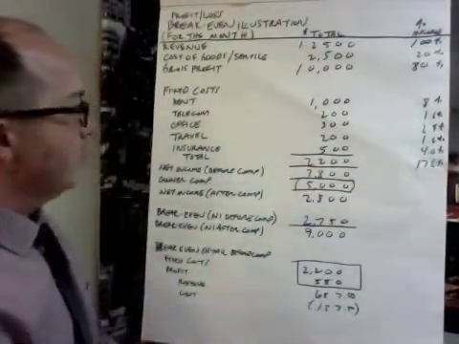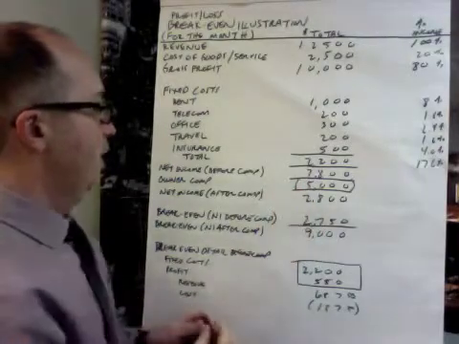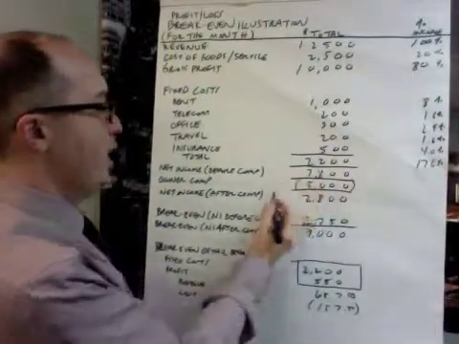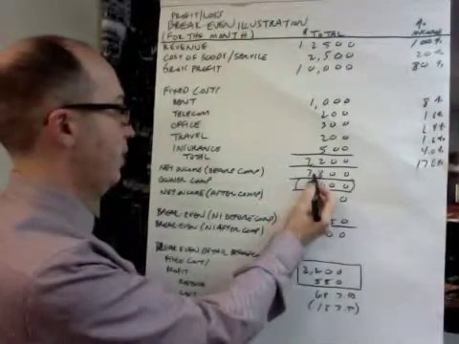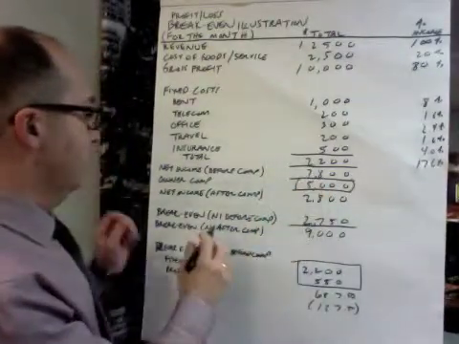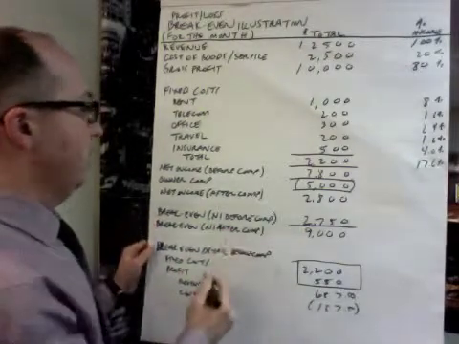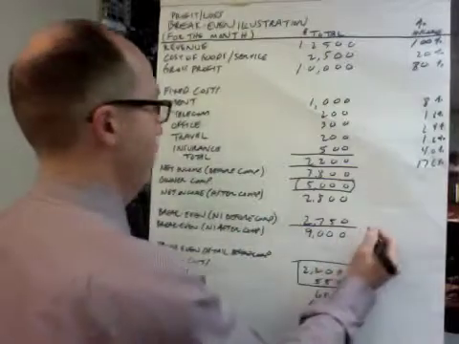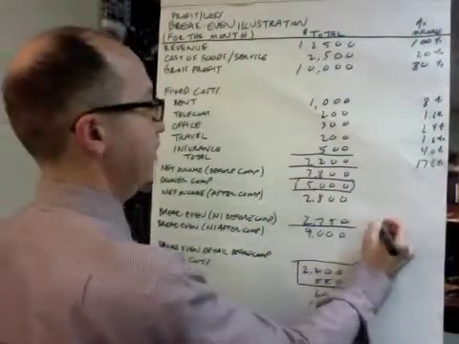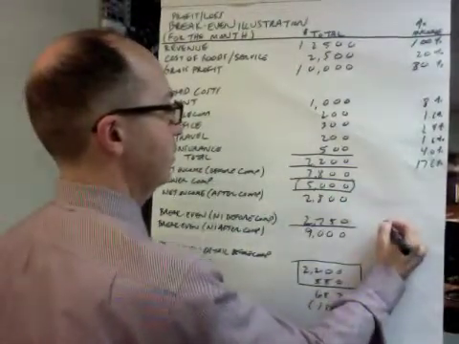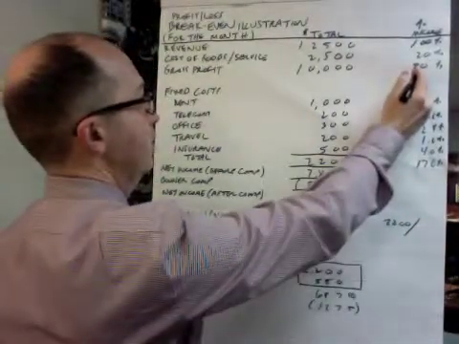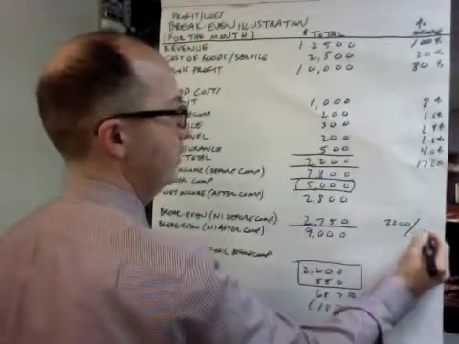So that's that. Now let's do a quick break even on the 7,800. So what is the break even? How do you calculate break even? Break even is very simply the fixed cost divided by the gross profit margin.